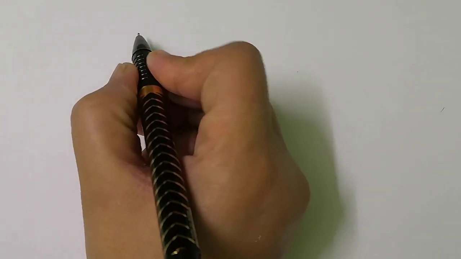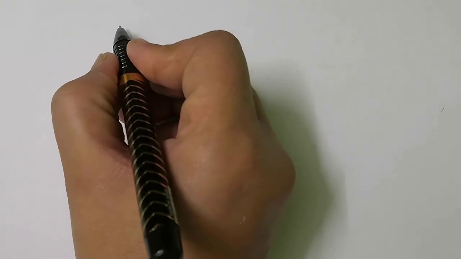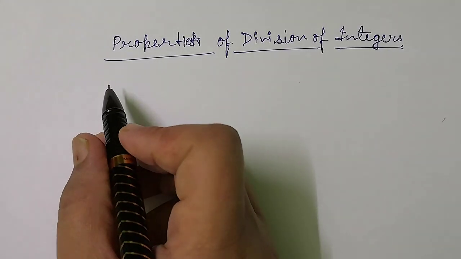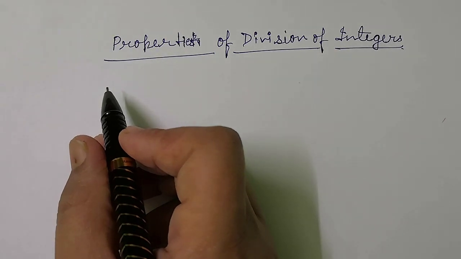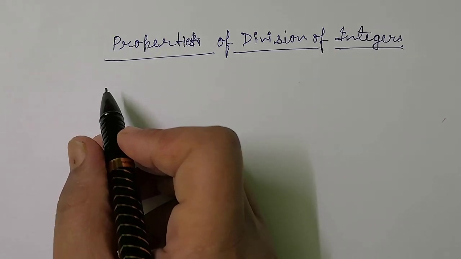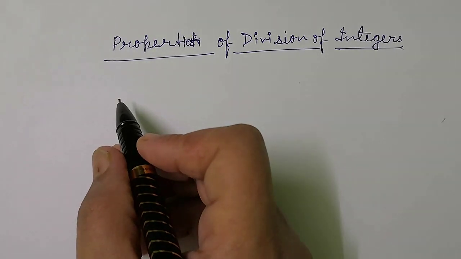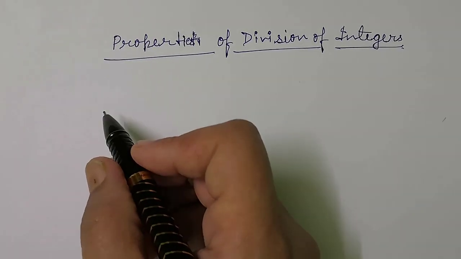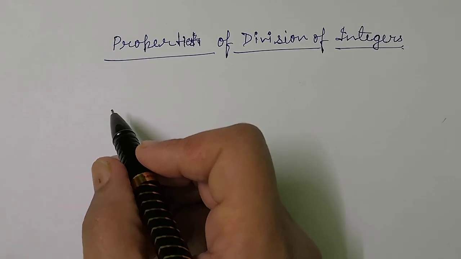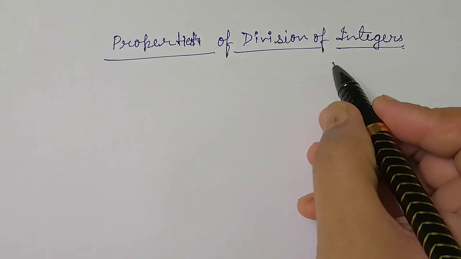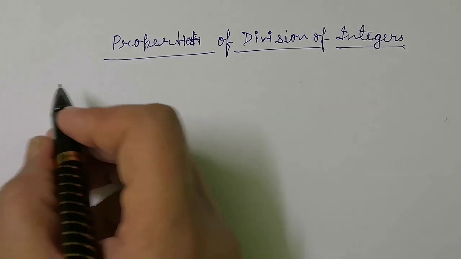Now students, we study some properties. We studied which types of conditions we will face when we divide integers. Now I am going to teach you the properties of division of integers.